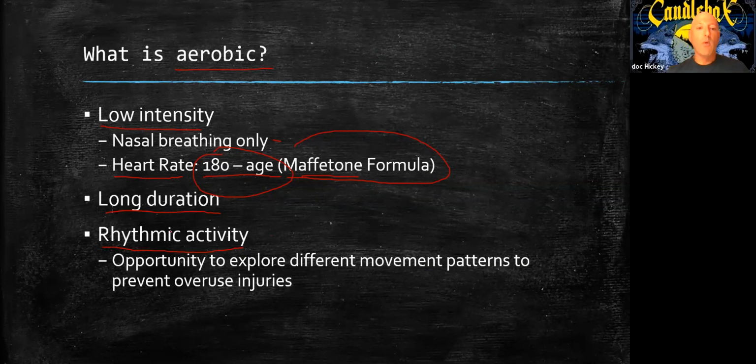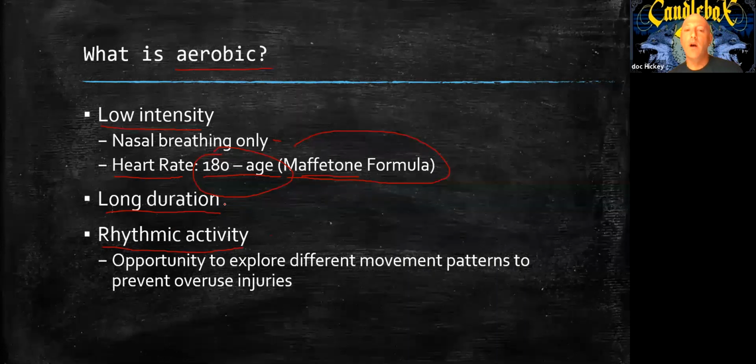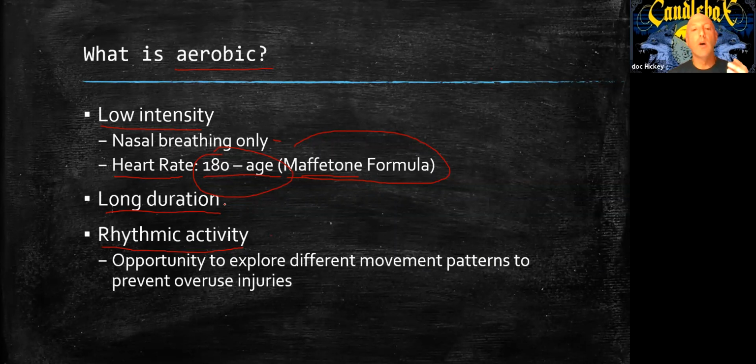All right. So long duration for one of my athletes, he's going to go out and do a 75-minute bike ride, and that's going to be long for him. One of my other guys is going to go out and do a 4-hour bike ride, and that's going to be long for him. So long duration is going to be relative. And then the last thing we take a look at, rhythmic activity.